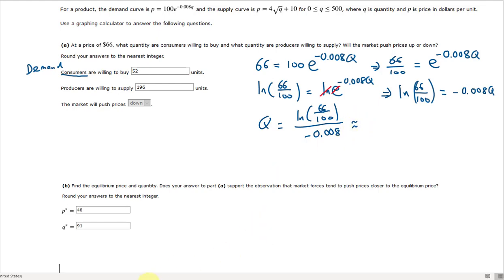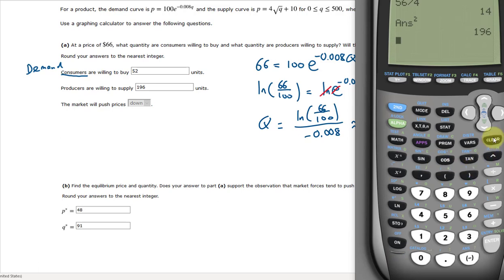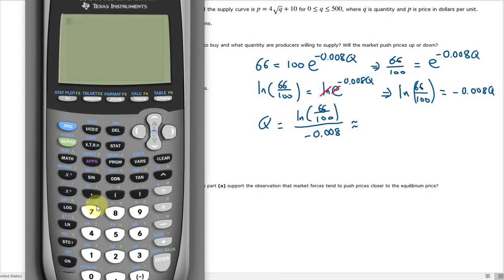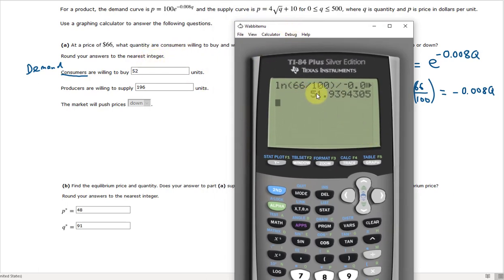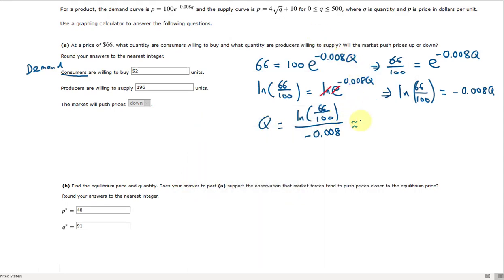Okay, let's try that. ln of 66 over 100, and then we divide that by minus 0.008, and that gives me 52.93. We round it to the nearest integer, which is 52 units. And this is the correct answer. Okay, so that is the first part.